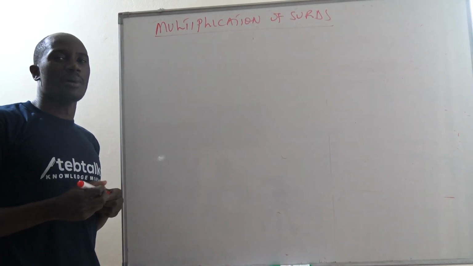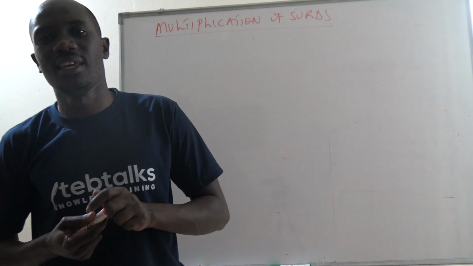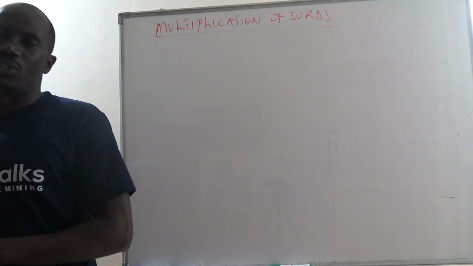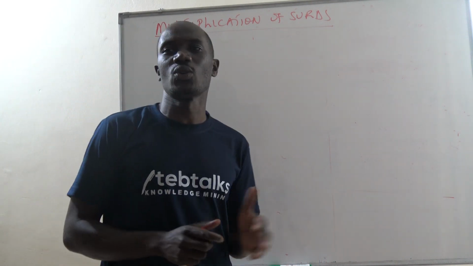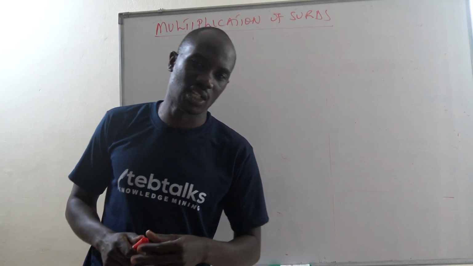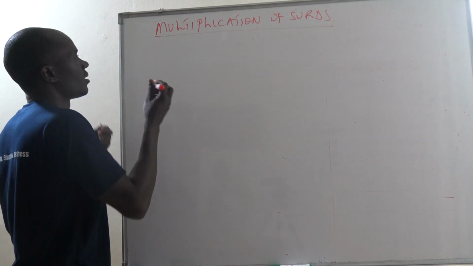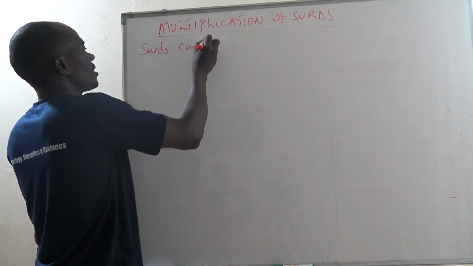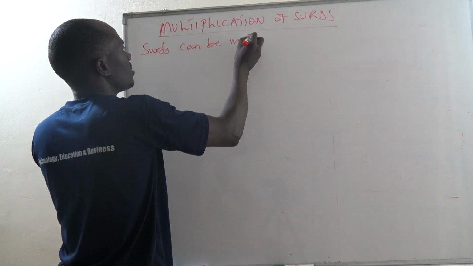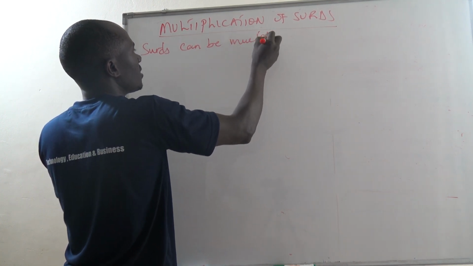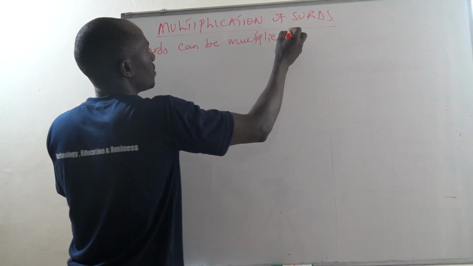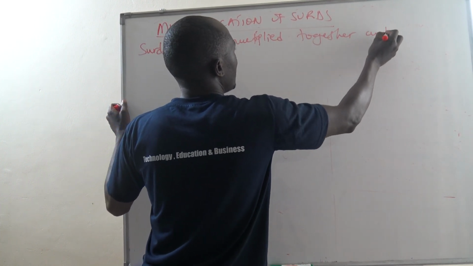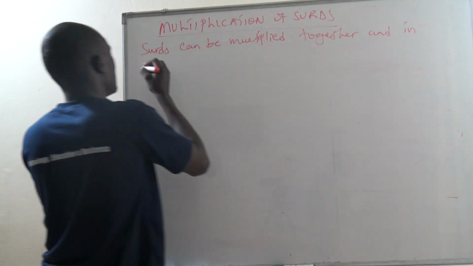Surds can also be multiplied, and when we are multiplying here, a number inside a root is multiplied by the number inside its root. But the number outside the root is also multiplied with the number outside its root. Surds can be multiplied together.